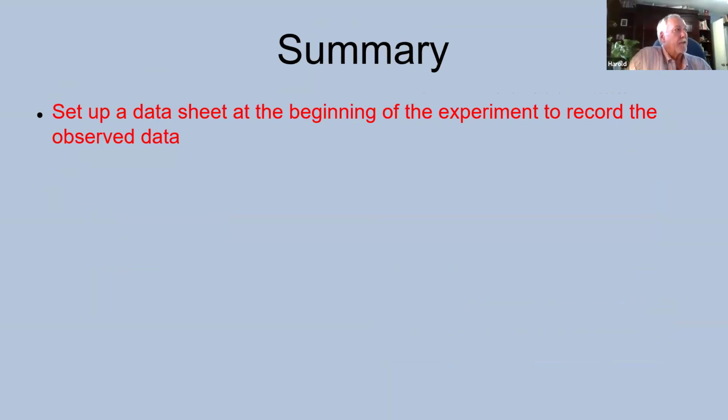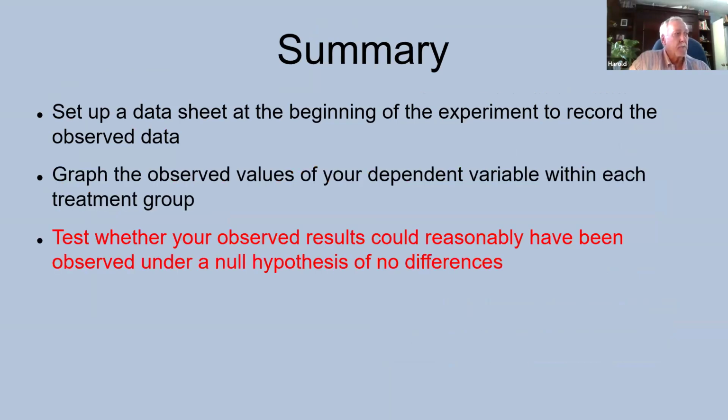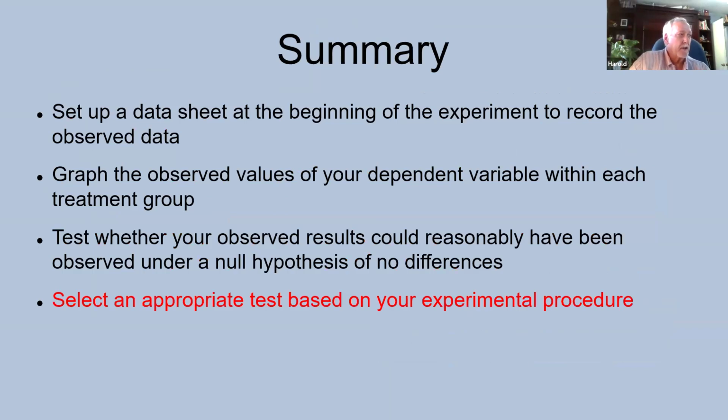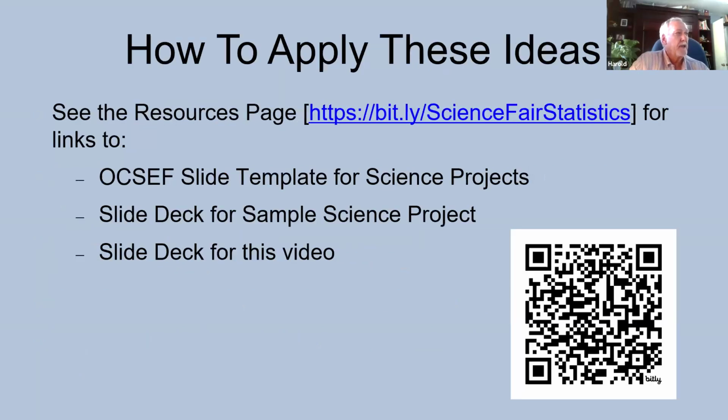So to summarize, first, set up a data sheet beginning the experiment to record the observed data. Next, graph the observed values of your dependent variable within each treatment group. Then, test whether your observed results could reasonably have been observed under a null hypothesis of no differences. Select an appropriate test based on your experimental procedure. And finally, report the test statistic, the p-value, and whether or not the null hypothesis was rejected.